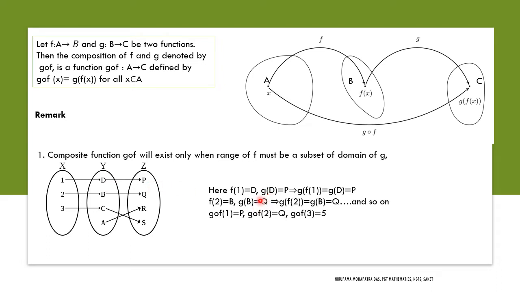So g(d) equal to p implies g(f(1)) equals g(d) equals p. Similarly, f(2) equal to b and g(b) equal to q. So g(b) means g(f(2)), that is equal to q. Similarly, you can take it for g(f(3)). So g(f(1)) equal to p, g(f(2)) equal to q, g(f(3)) equal to s. So these are the conditions, or you can visualize how a composite function looks.